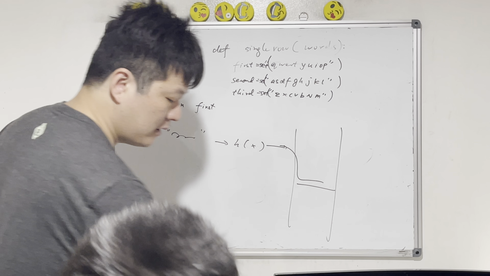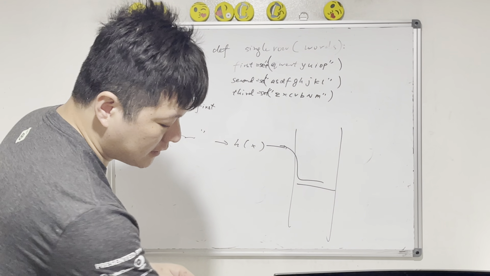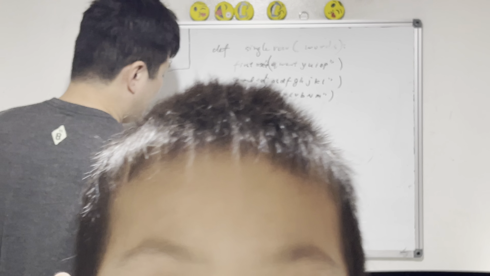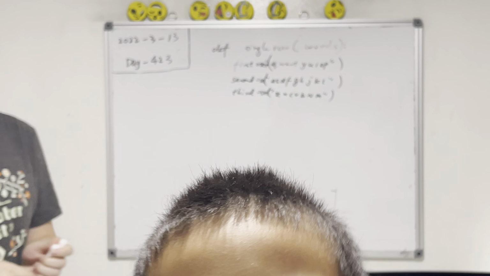Okay. Can you not sit there? Otherwise, people will not see the whiteboard. They will just see you walking here and there.